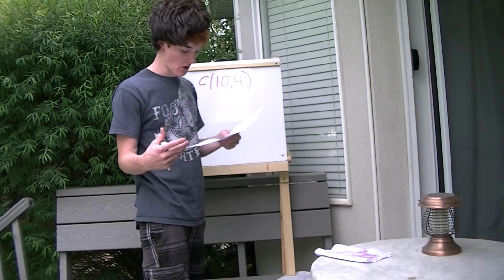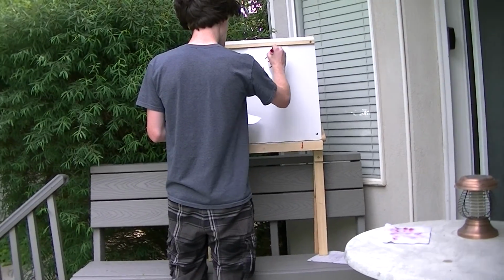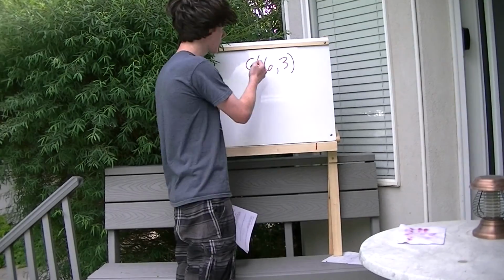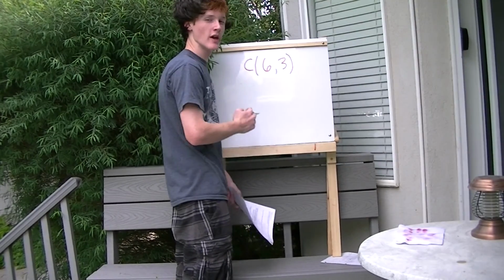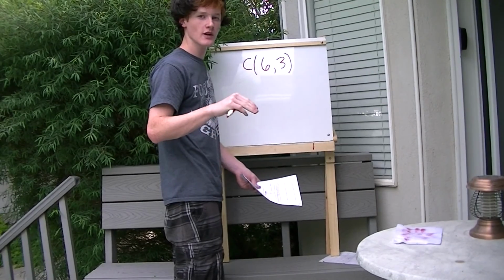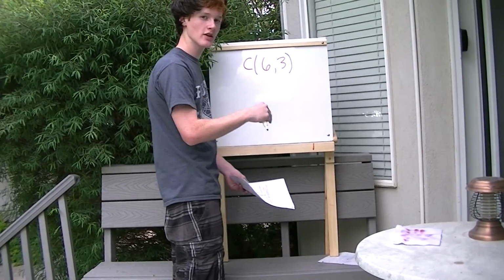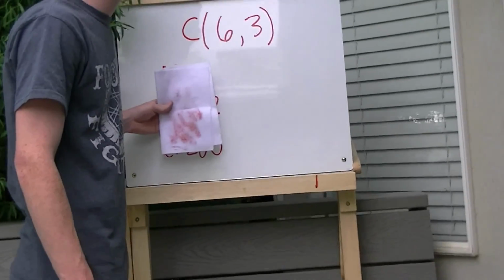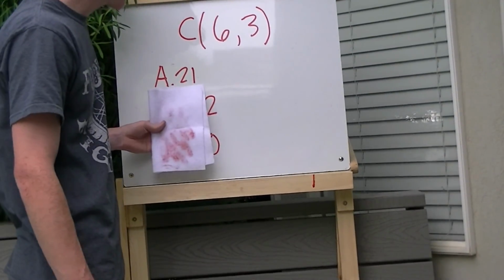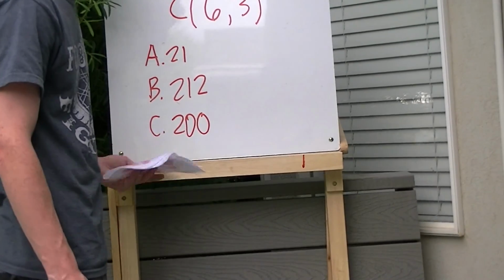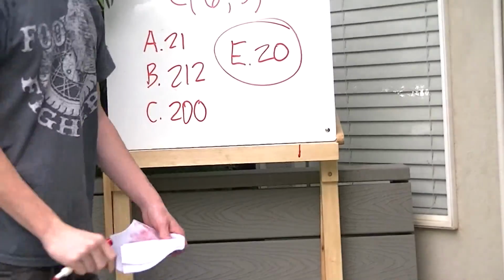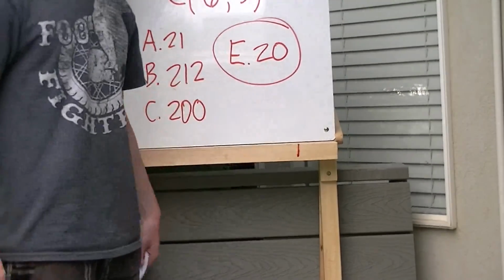What this could show you, when you have a problem like this, you would have a group of 6 and you'd be choosing 3 of them. And it's every different combination of those 6 that you could pick 3. The answer to this is A, B, or C, or maybe even D. The correct answer is not D, it's E, 20.